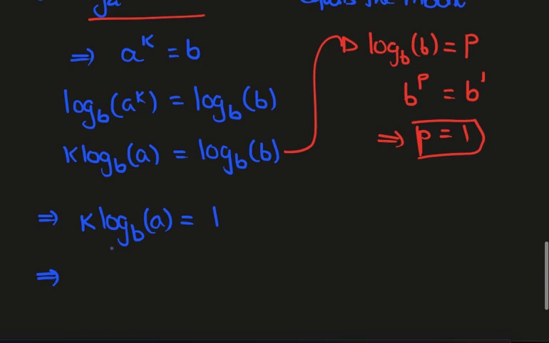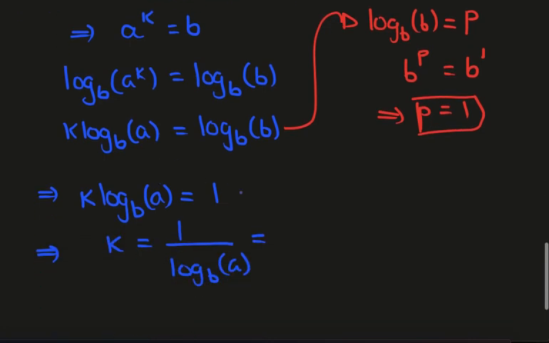But now I can just divide by log_B of A, and I get 1 over log_B A. But what was K? K is log_A B. And that proves the log law that I wanted.